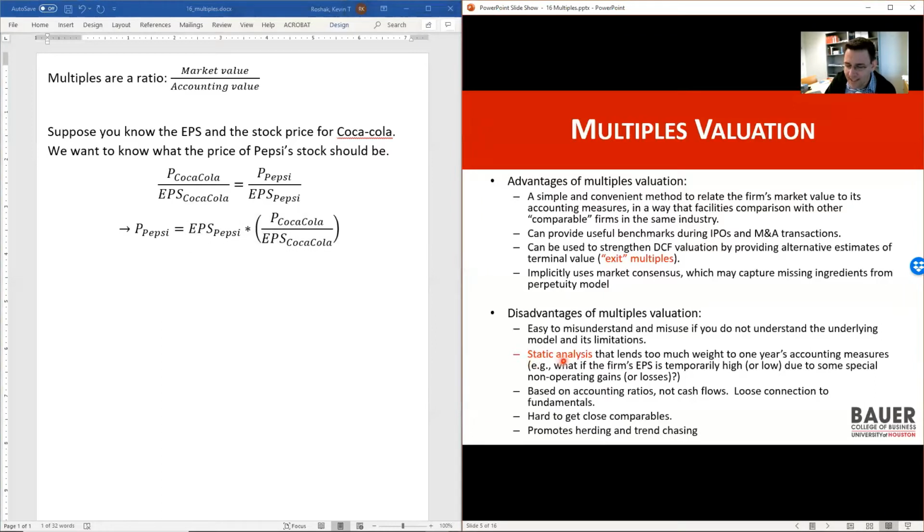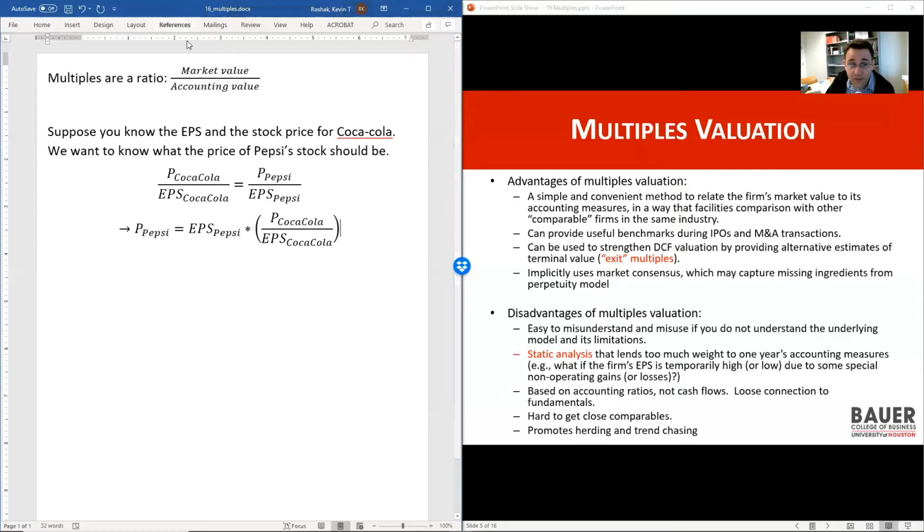Another disadvantage is that it's static. When we did this PE ratio for Pepsi, what is the earnings per share? You're going to capture the earnings per share at one moment in time for both Pepsi and for Coca-Cola. So that's a little too static. We shouldn't be very comfortable with that. We know that earnings per share can change a lot over time. If you're using this multiple, you're just confining yourself to using the earnings per share at one moment. And so we should be uncomfortable with that.